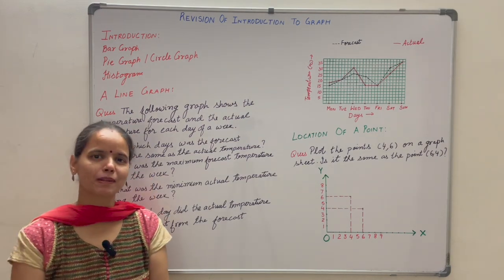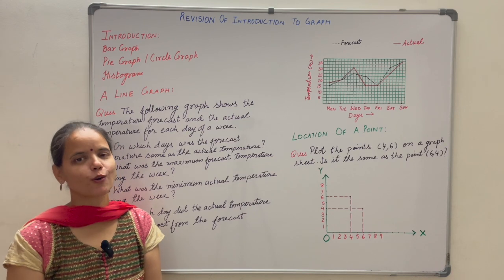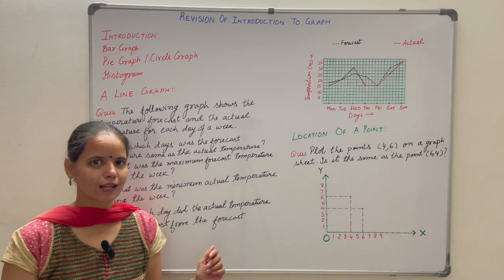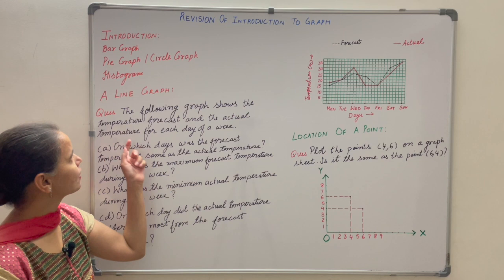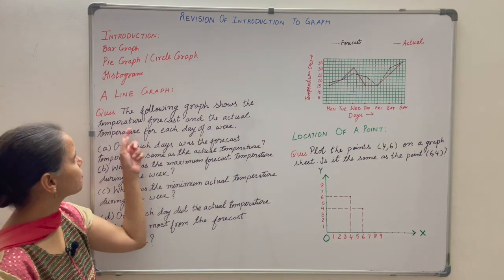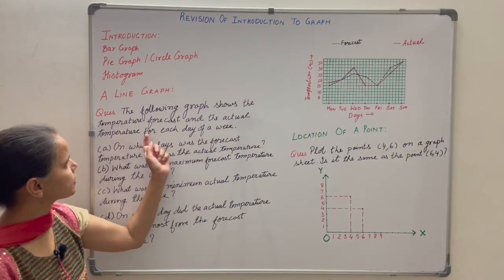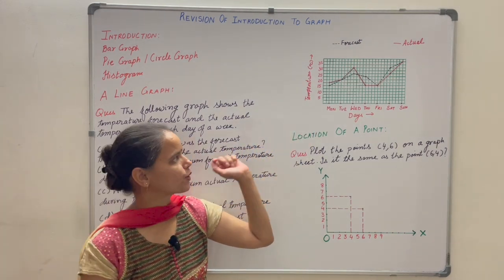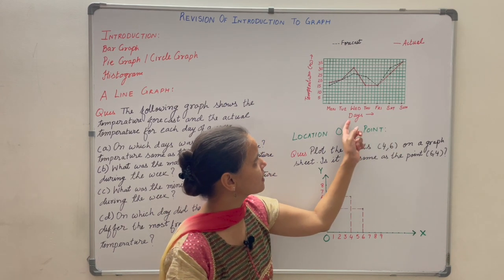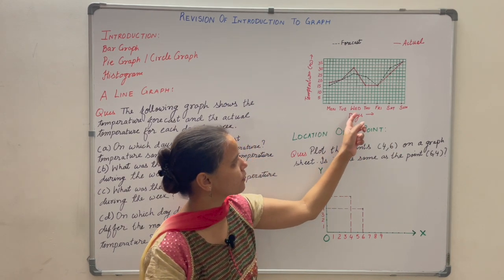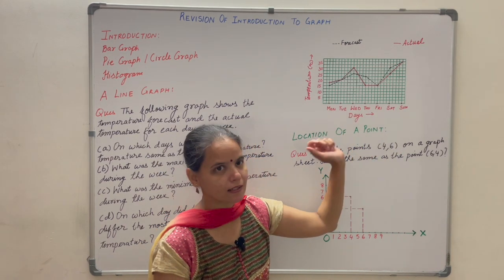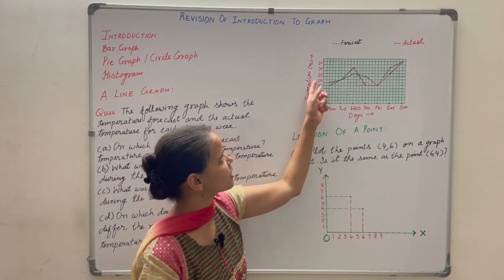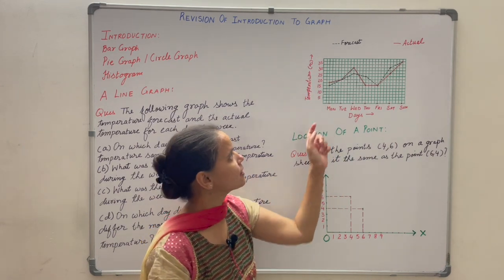A line graph displays the data that changes continuously over a period of time. To understand this concept, let us take this question. The following graph shows the temperature forecast and the actual temperature for each day of a week. So this is the graph which is given to you. Here on x-axis, days are plotted: Monday, Tuesday, Wednesday, Thursday, Friday, Saturday and Sunday. On y-axis, temperature in degree centigrade is plotted.